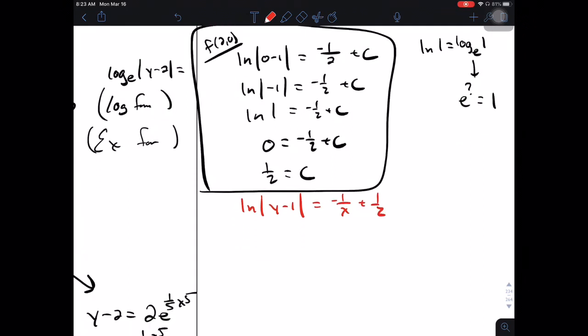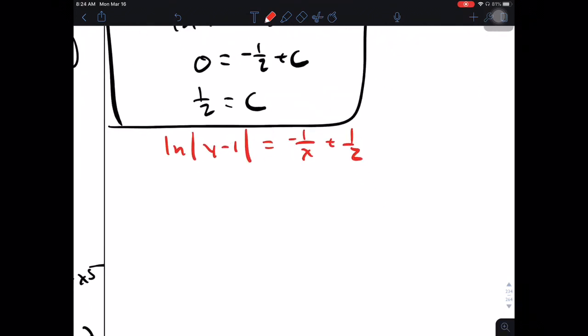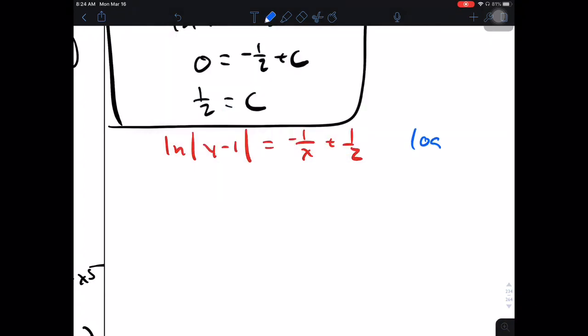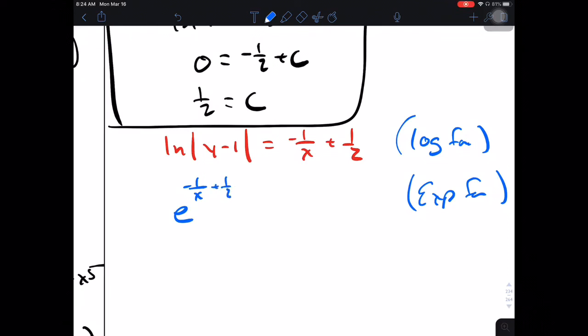To get our particular solution, we're going to have to solve for y, which is going to require using logarithms and exponents. We already have logarithms. So let's change to exponential form. This is currently in log form. We're going to change to exponential form. So our base is e. Our exponent is negative 1 over x plus 1/2. It's going to equal the argument of the absolute value, y minus 1.